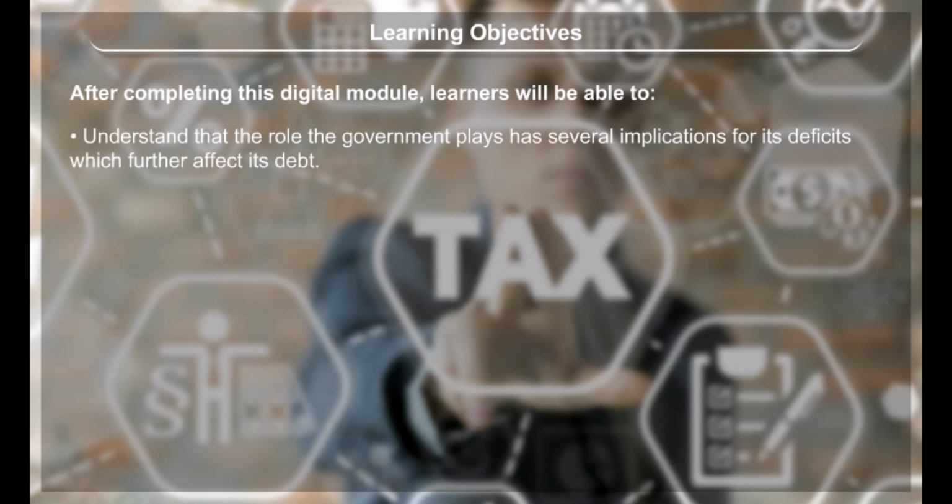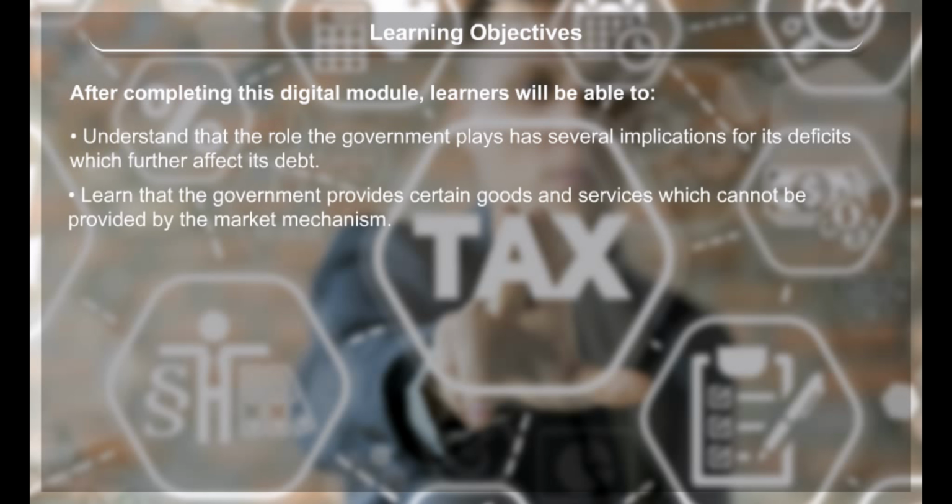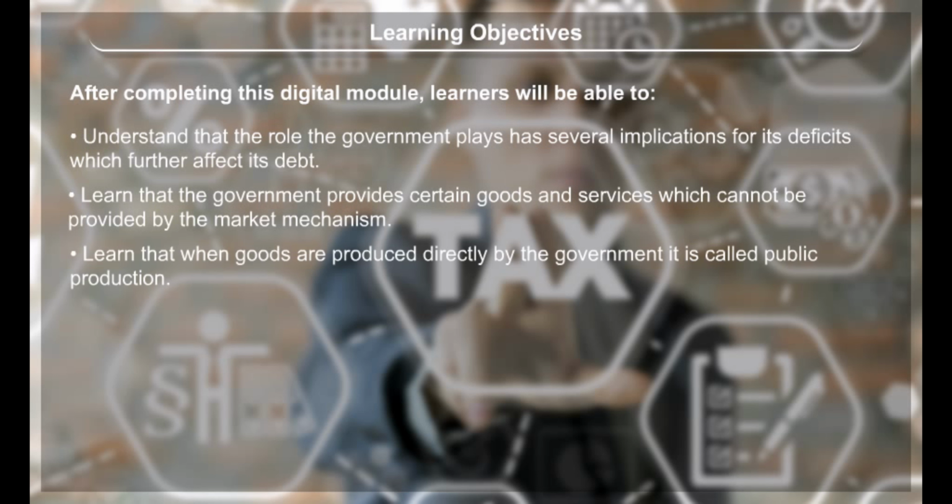Learning objectives. After completing this digital module, learners will be able to understand that the role the government plays has several implications for its deficits, which further affect its debt. Learn that the government provides certain goods and services which cannot be provided by the market mechanism. Learn that when goods are produced directly by the government, it is called public production.